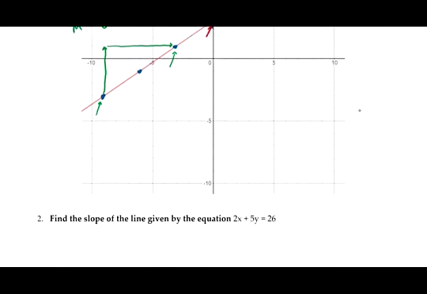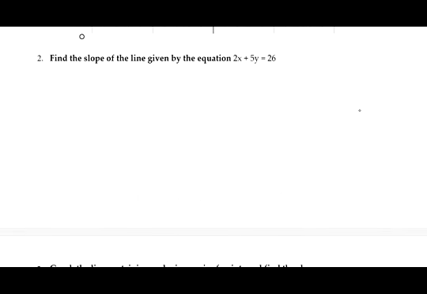All right. So let's move on to number 2. Find the slope of the line given by the equation 2x plus 5y equals 26. The form of this particular equation is called the standard form or general form of the equation, and that's the form something times x plus something times y is equal to something. So you don't see the letter m in this equation.